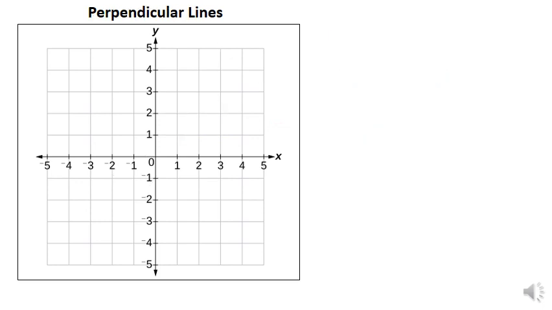Okay, if lines are perpendicular, then we'll have this one. The angle of intersection between these two lines is 90 degrees. The relation between their slopes is this. The slope of the first line is the opposite reciprocal of the second line.